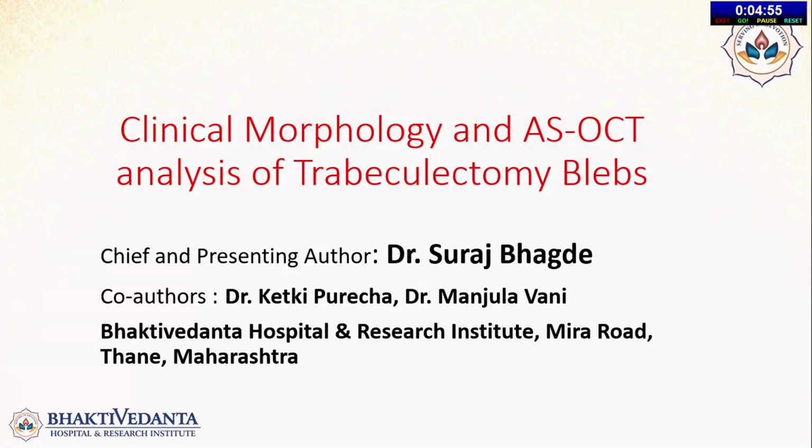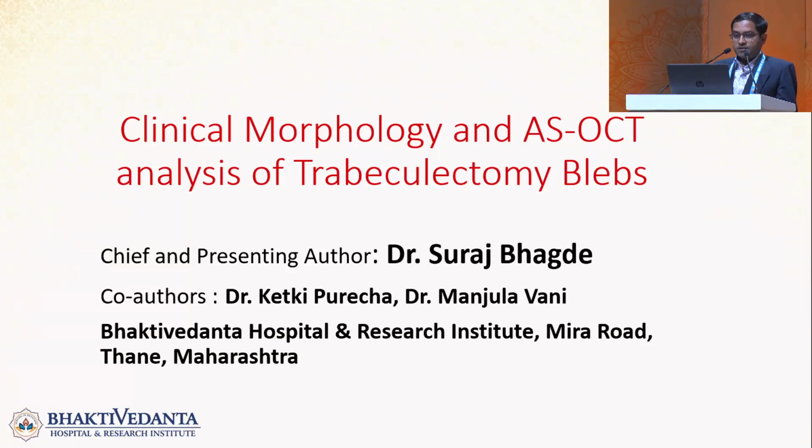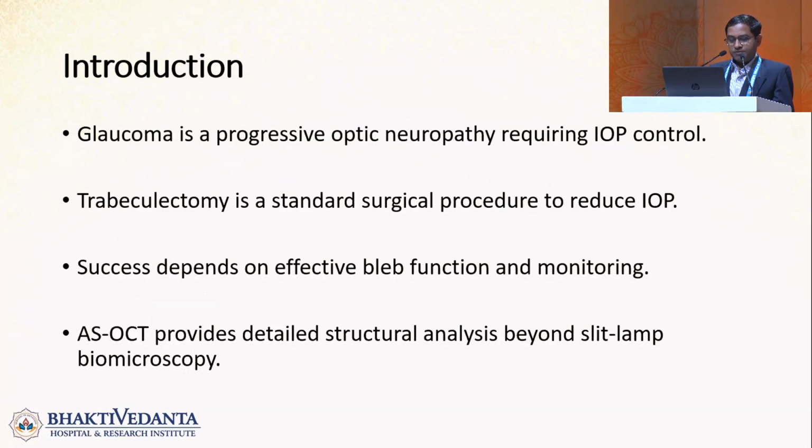Good afternoon, everyone. Today I will be presenting our study on clinical morphology and AIOS2025 analysis of trabeculectomy blebs. Glaucoma is a progressive optic neuropathy where long-term IOP control is essential. Trabeculectomy remains the gold standard to achieve this goal. However, its success relies on the functionality and longevity of the filtration bleb. Traditional slit lamp biomicroscopy offers limited insights, whereas AIOS2025 allows for a detailed structural evaluation of bleb morphology, enhancing our ability to predict surgical outcomes.